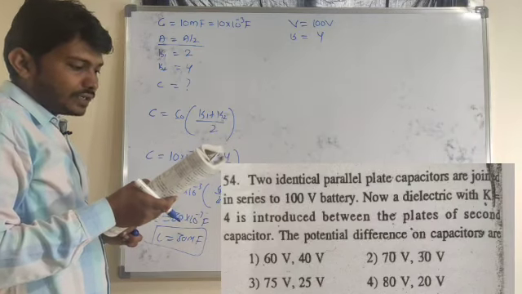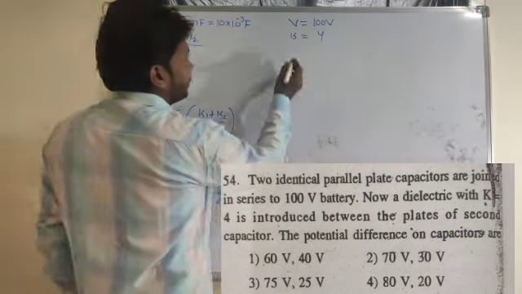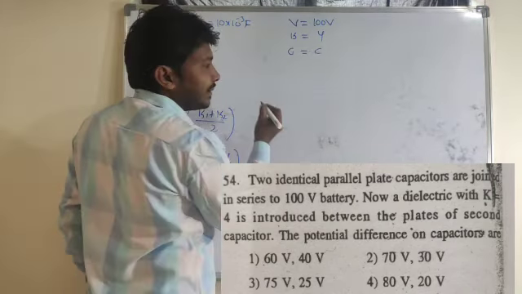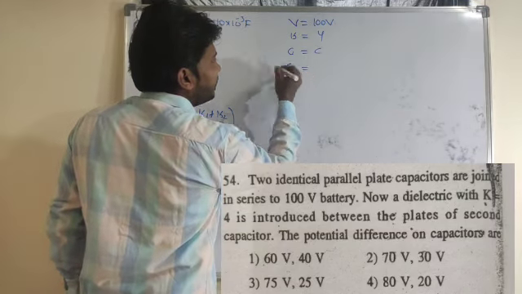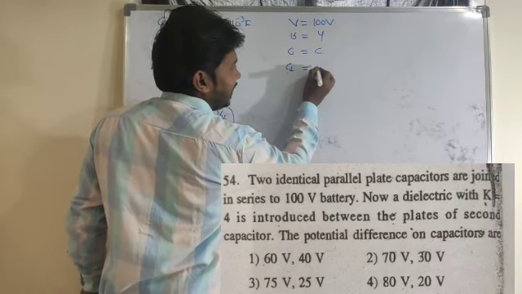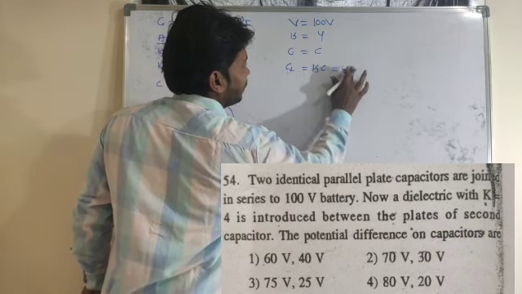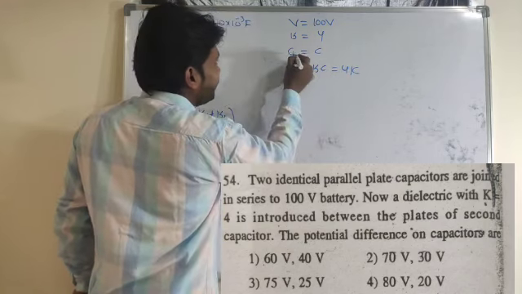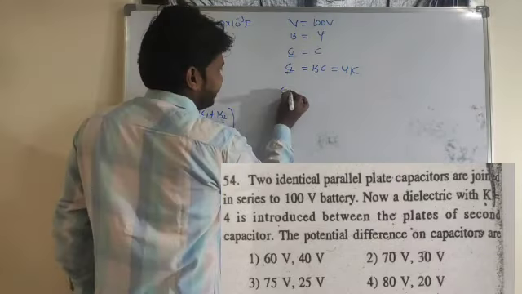The potential difference across the capacitor is, which thing do I need to find out here? Potential difference. For example, the initial capacitance is C. So the first capacitance value is C, and the second capacitance value is K into C, where K is 4, so 4 into C. These two capacitors are connected in a series combination, they said.